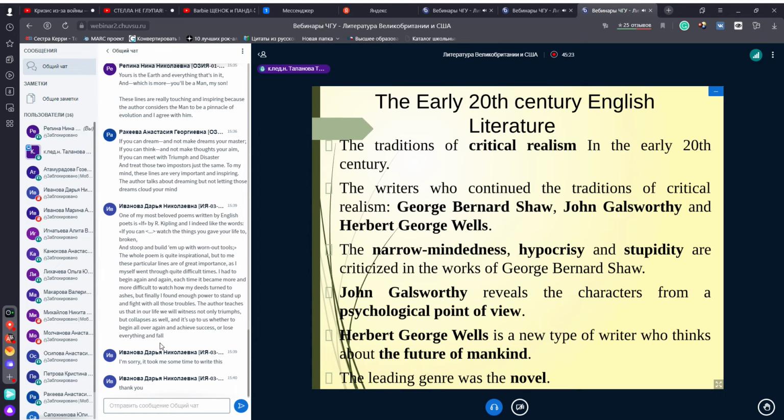If you look at the slide, you will find three particular names. And we can call them the landmarks of the realism of the 20th century. They are George Bernard Shaw, John Galsworthy, and Herbert Wells.